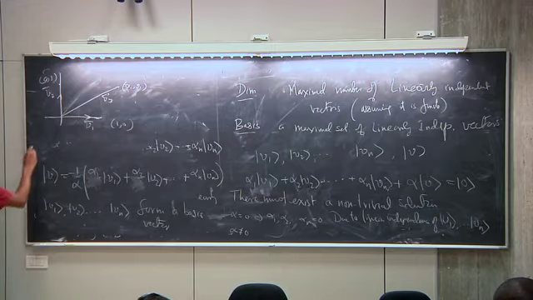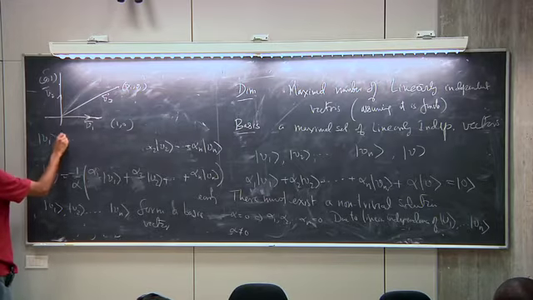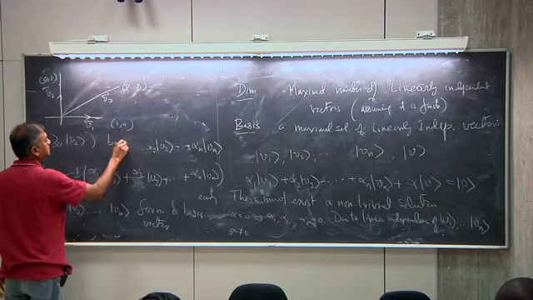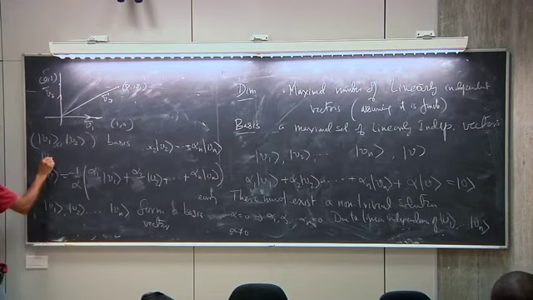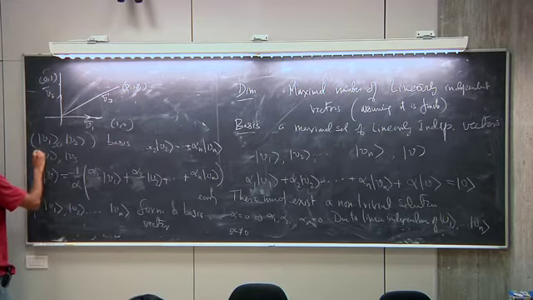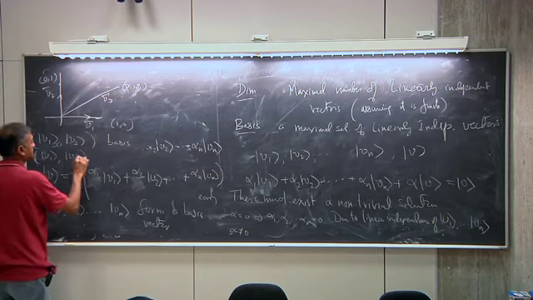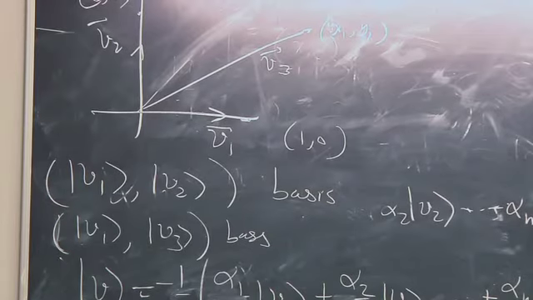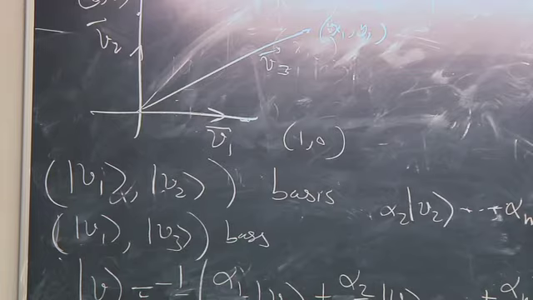So V1 and V2 could provide a basis. But equally well, I could have chosen V1 and V3. This could also have provided a basis. Or I could choose V2 and V3. They could also provide a basis. So it's not unique. There are an infinite number of bases you can choose. Okay.